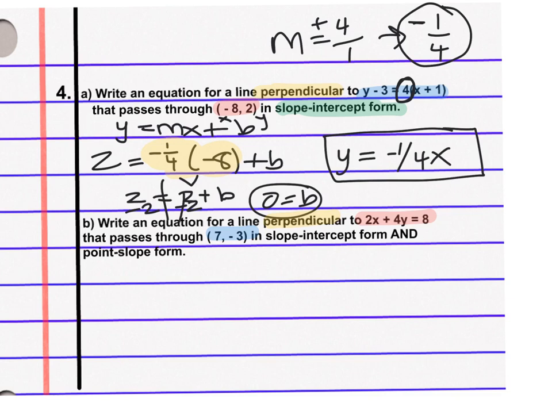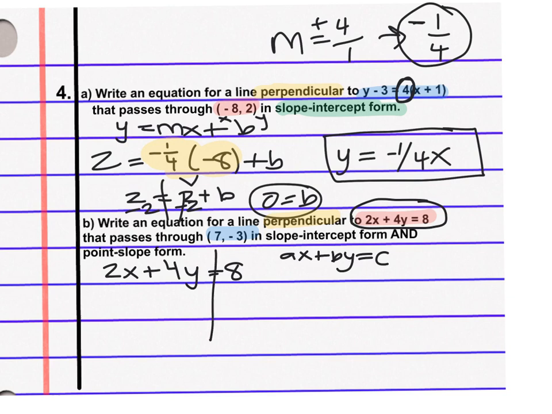Okay, so first of all, hopefully you're realizing the equation that the problem gives us, 2x plus 4y equals 8, is in standard form. That's in that Ax plus By equals C. So we have a small problem: we don't know the slope. There's no m or slope in standard form. So we're going to have to convert this into slope-intercept form.